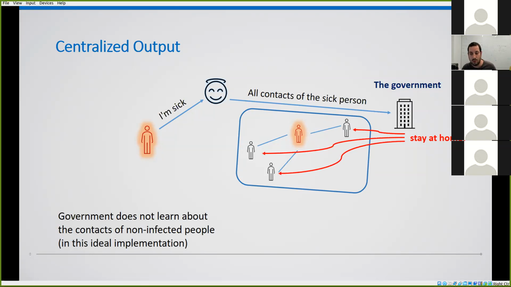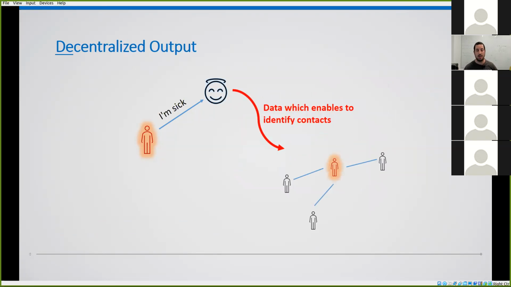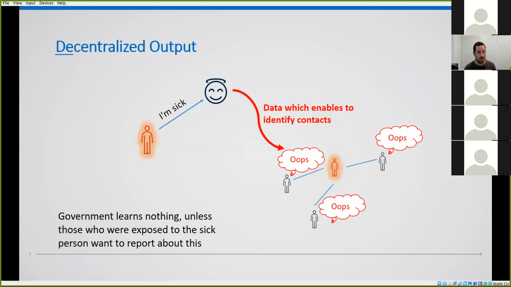And the other functionality is what we call the decentralized output. Here, basically, the trusted party is going to provide some kind of information that allows each of the contacts to learn that they were in close proximity. So they know, okay, we were in close proximity to a COVID-19 positive person. However, the government learns nothing unless those people that were infected actually voluntarily report this to the government, or sometimes they are required by law. And this is a very important thing. Now we need to understand how we can actually implement such solutions in real life.